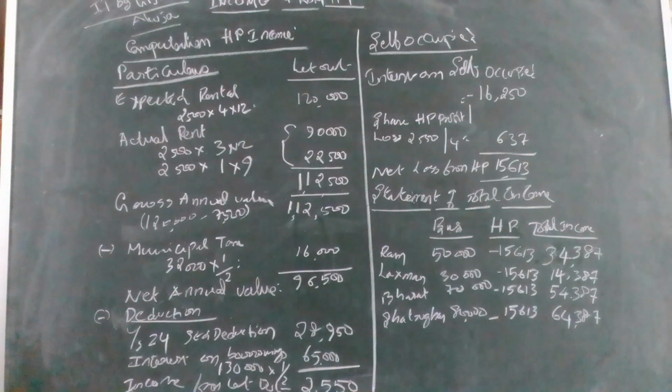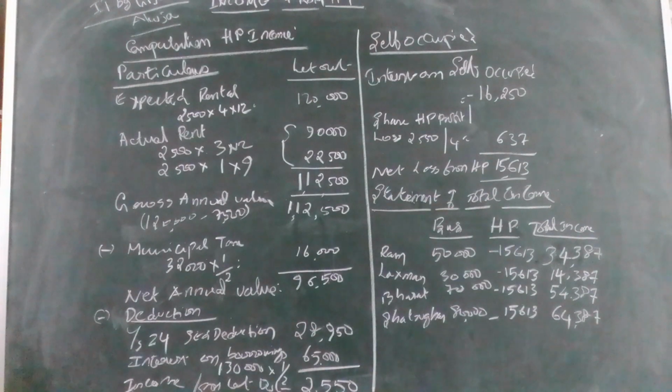So net loss we are getting. Mind it carefully. First we calculated 2,550 as the total amount of profit. Then for the self-occupied property we are calculating, on that we are getting the loss of 16,250 minus the income we got. Balance is 15,613. That comes to the loss from house property.